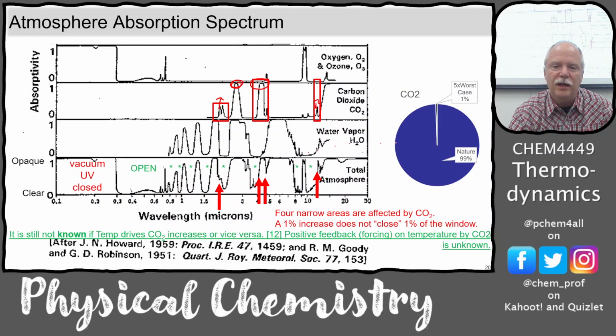So out here on these outer edges, there are 4 narrow areas that are affected by CO2. The rotational wings on the saturated bands, and then the unsaturated bands would be changed. Now that's not 1% of the window though. That's just 1% of that CO2 part of that window. You see, all of these open areas are still open.